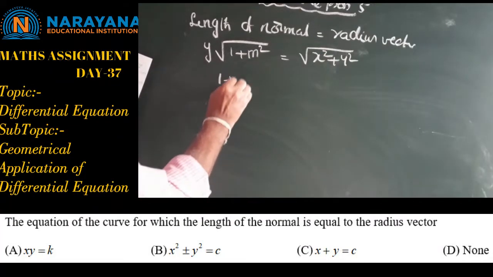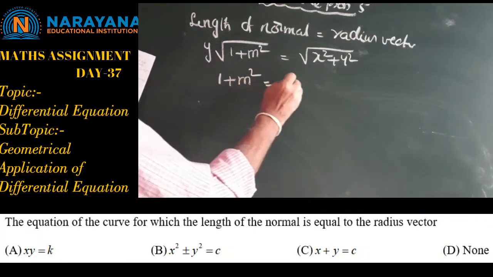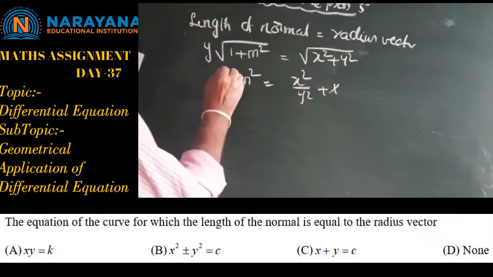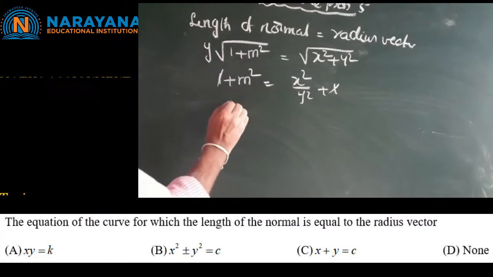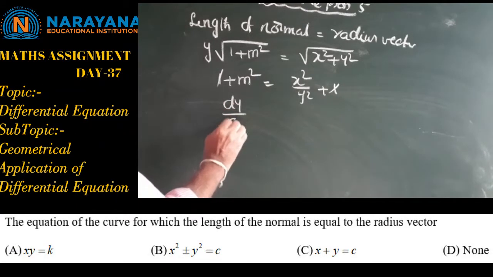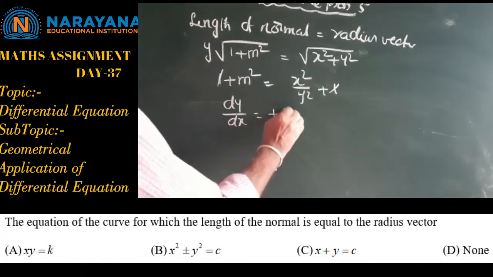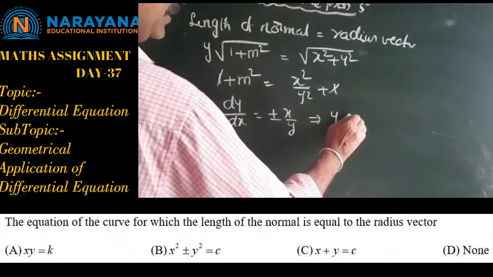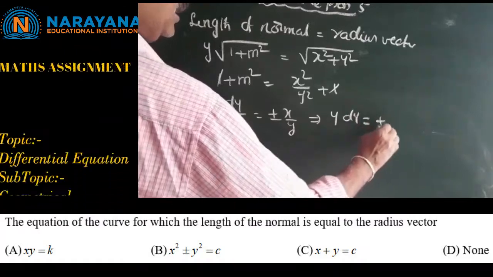Squaring on both sides and simplifying, you can get 1 plus m square equal to x square by y square plus 1. By cancelling, you can get like this. m can be written as dy by dx. From this we get dy by dx equal to plus or minus x by y. So we can get y dy is equal to plus or minus x dx.